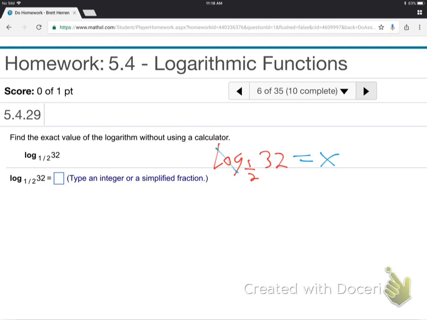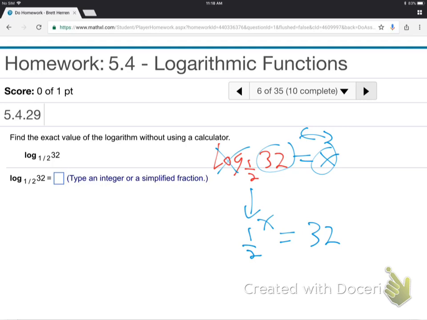Equals x. Cross off the log. Base stays the base. The other two switch, so the half continues to the base. The 32 and the x switch. Instead of half to the 32, it's half to the x, and 32 goes over there. Good so far? Now it's like, okay, yeah, but what's that? Let me let you think about that for just a minute.